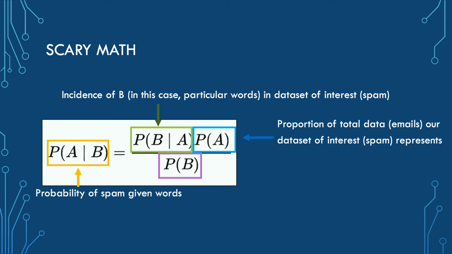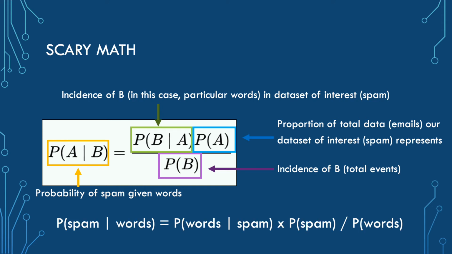Lastly, we have our denominator, probability of B. And really what this gets at is, what is the incidence of B, or how many emails in total contain the phrase that we're interested in? Remember earlier that when we calculated and we estimated the number of spam emails with a particular word, we also wanted to estimate how many emails in total had that particular sequence of words. And that's really what this is just getting at over here.